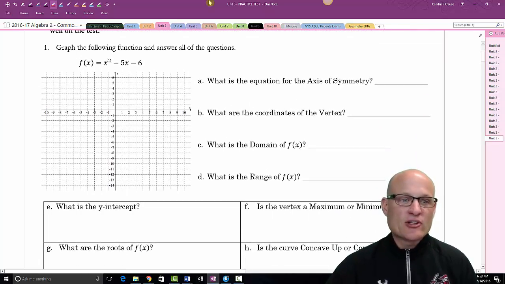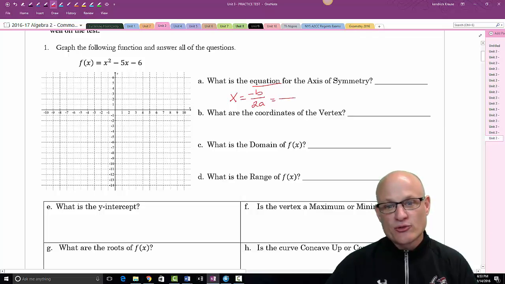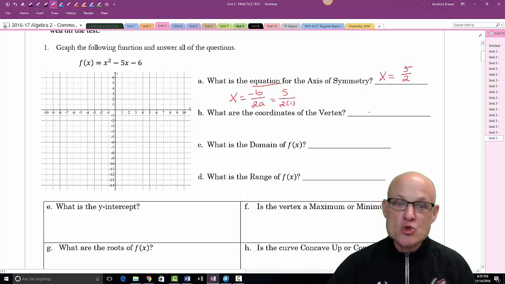All right. So I said graph the following function and answer all the questions. Okay, what is the equation for the axis of symmetry? Well, I know the formula is x equals negative b over 2a. So this is equal to positive 5 over 2 times 1. So that's just x equals 5 over 2. By the way, as usual, if you find a mistake in my answer key, bonus for you.